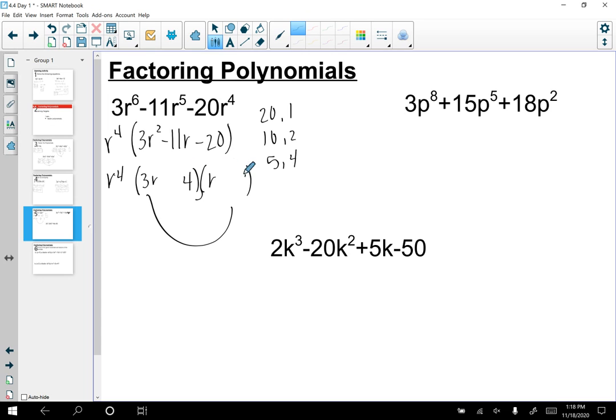Before I move on, 4 and 5, and I have 4r and 15r. Now I see I need a negative 11, so I'm going to have negative 15 and a positive 4. And there it is, factored.